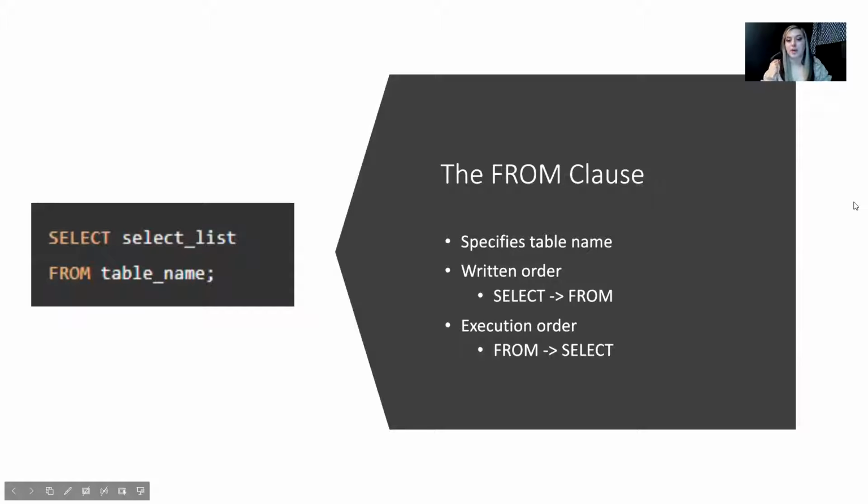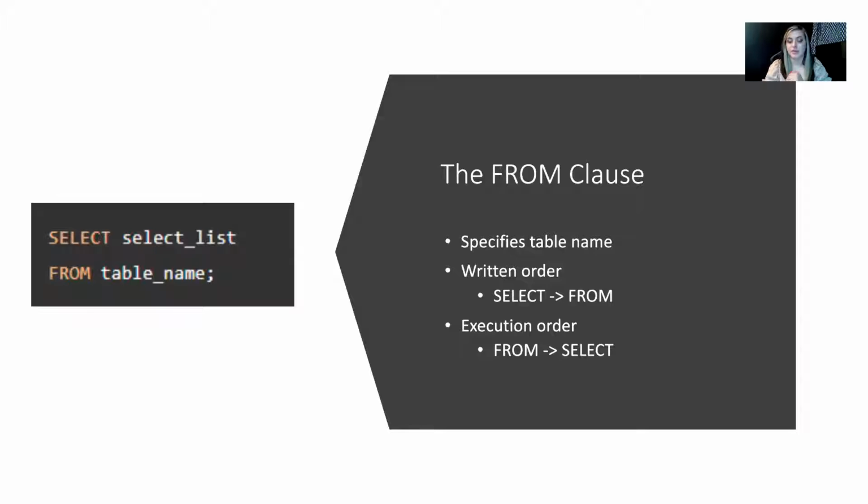So first we're going to be talking about the from clause. It specifies the table name from where you want to get your data. The written order is select from, and the execution order is from select. And this matters because it's important to know that just because we write it a certain way doesn't mean it's going to be executed in that way.